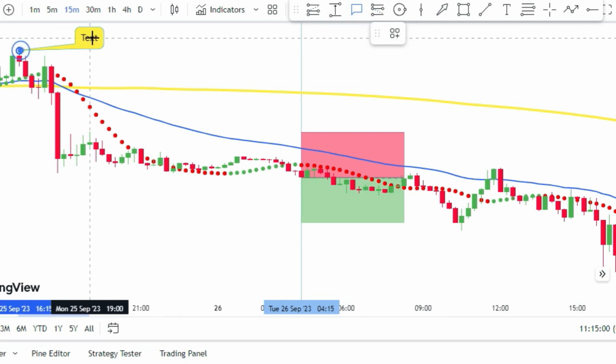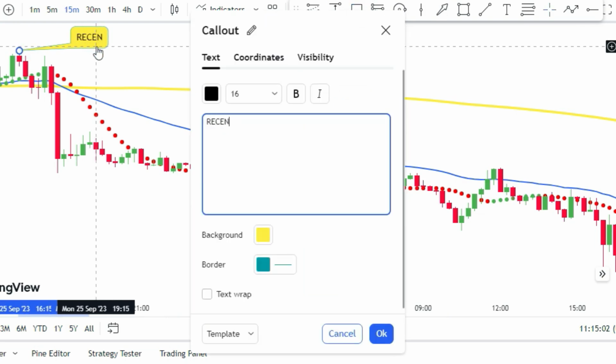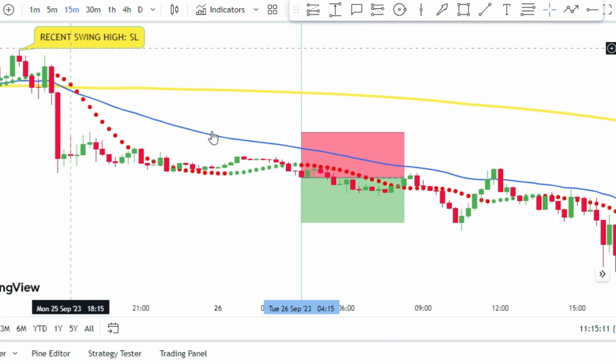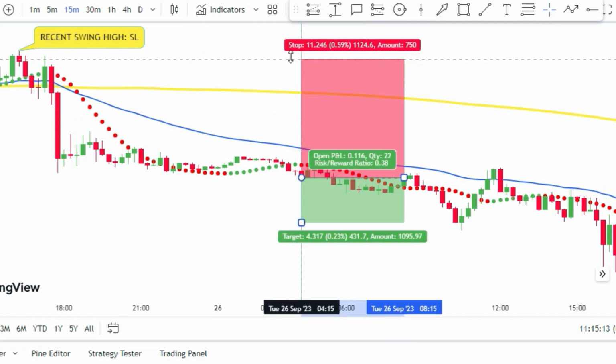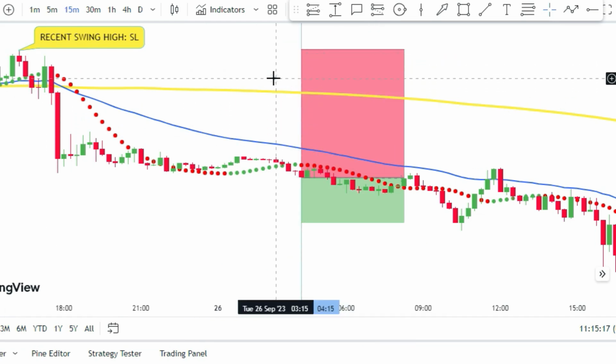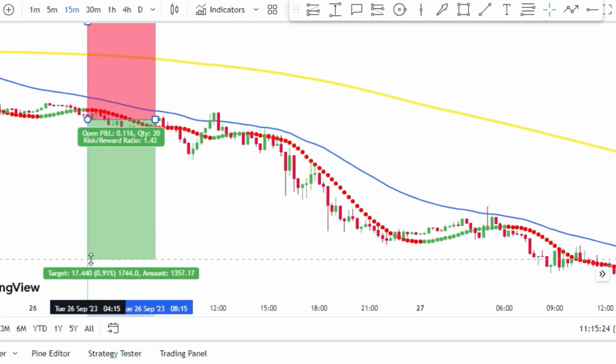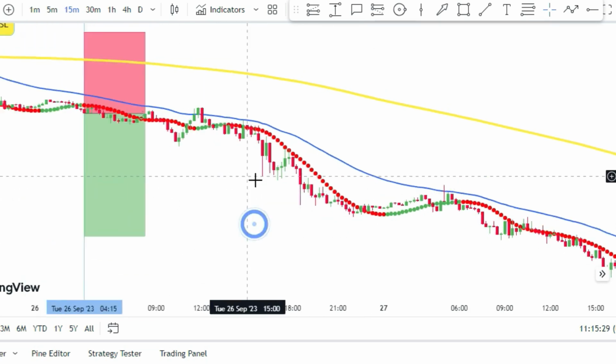And to keep a lid on any potential losses, set your stop loss just a smidge above the recent swing high. Then for managing risk-to-reward ratio, think about going with a 1 to 1.5 ratio strategy.